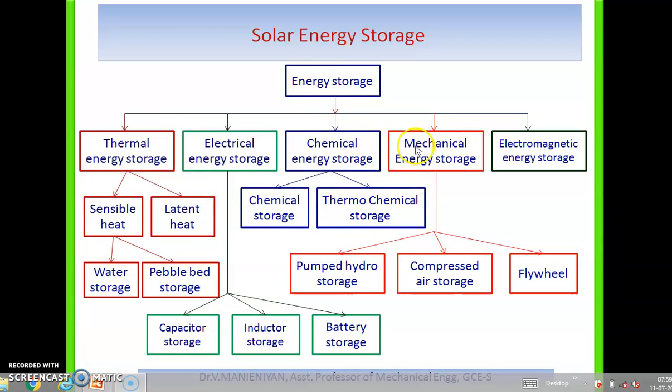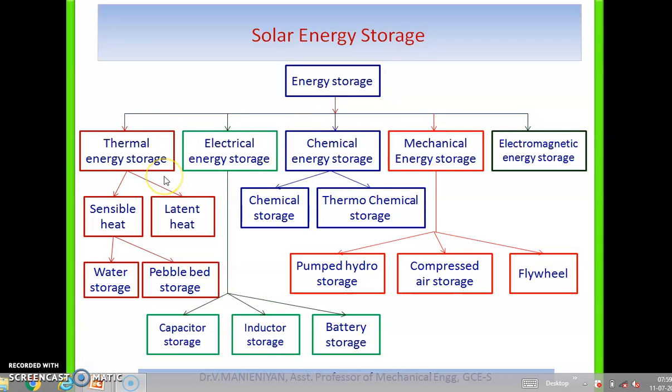And similarly, there is a mechanical storage system. In the mechanical storage system, we have three different types of system used: a pumped hydro storage system, a compressed air storage system, and a flywheel storage system. The last category is the electromagnetic storage system. So the energy storage systems are classified into five categories: thermal, electrical, chemical, mechanical, and electromagnetic storage systems.